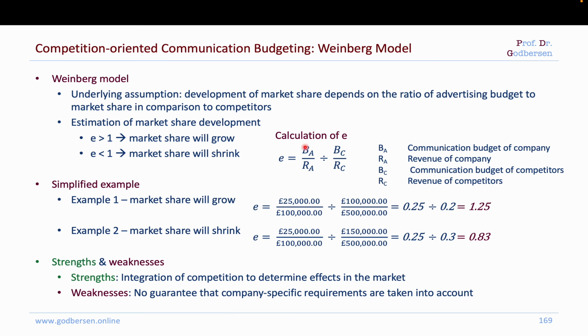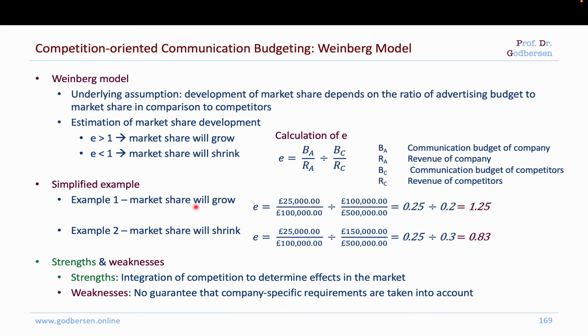And if our ratio of advertising budget to revenue is larger than the ratio of advertising budget of our competitors to their revenue, then E will be larger than 1 and our market share will grow. If our ratio of advertising budget to revenue is smaller than the ratio of competitors' advertising budget to competitors' revenue, E will be smaller than 1 and our market share will shrink.